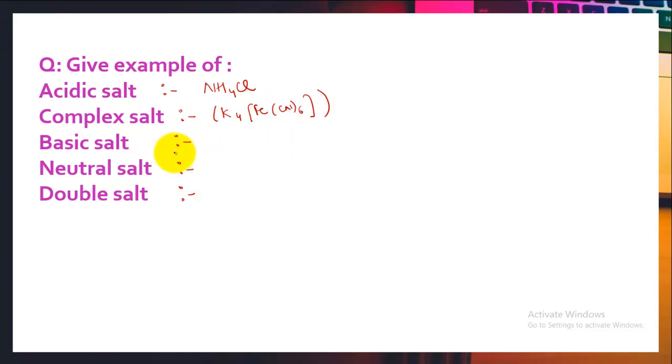Example of basic salt. So basic salt here is CH3COONa, that is sodium acetate. And if we talk about neutral salt, we can take an example of our table salt, that is NaCl. And next is double salt. The example for the double salt is potassium sodium tartrate. Potassium sodium tartrate is an example for double salt.